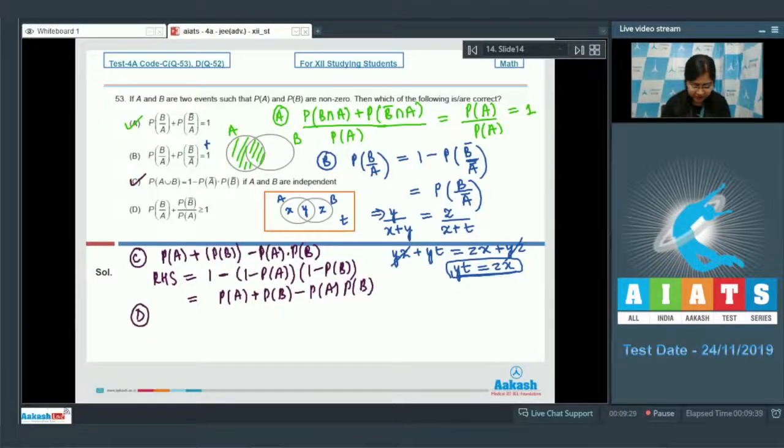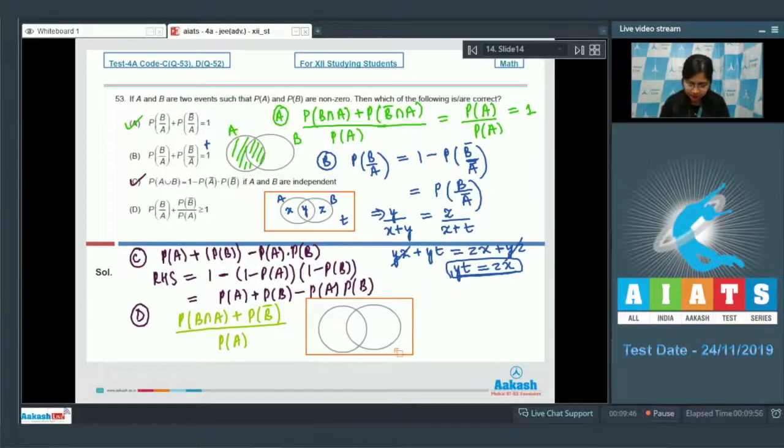Now option number D. It says that probability of B upon A, that is probability of B intersection A divided by probability of A plus probability of B bar, this is greater than or equal to 1. So let us understand this also with the help of a Venn diagram. Let us say this is A and this is B. So probability of B intersection A is this one and probability of B bar is this and the outer region. Now this area divided by PA is definitely greater than or equal to 1. So this option is also correct. So the answer is A, C and D.